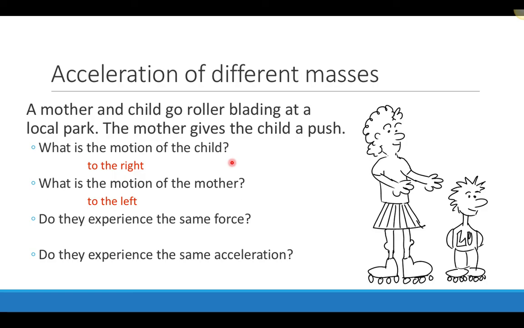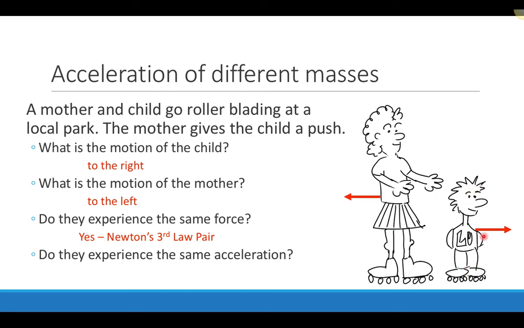The reason that she moves to the left is because when she pushes on the child with some force, the child actually pushes back on her with the same amount of force. So the force on the child is to the right, causing the child to move to the right, and the force on the mother is to the left. The child doesn't actually physically have to push on the mother. It's just the fact that she's pushing against something and that causes her to move in the opposite direction.